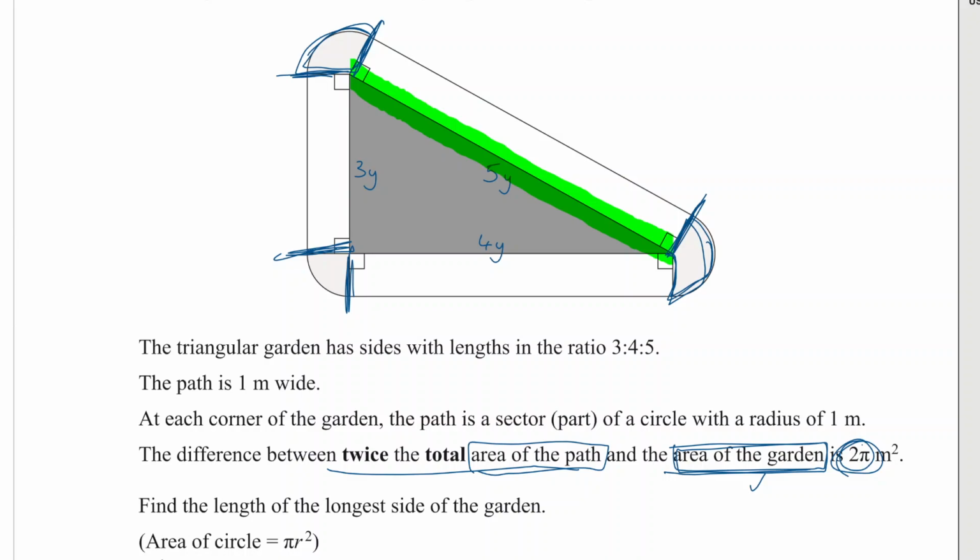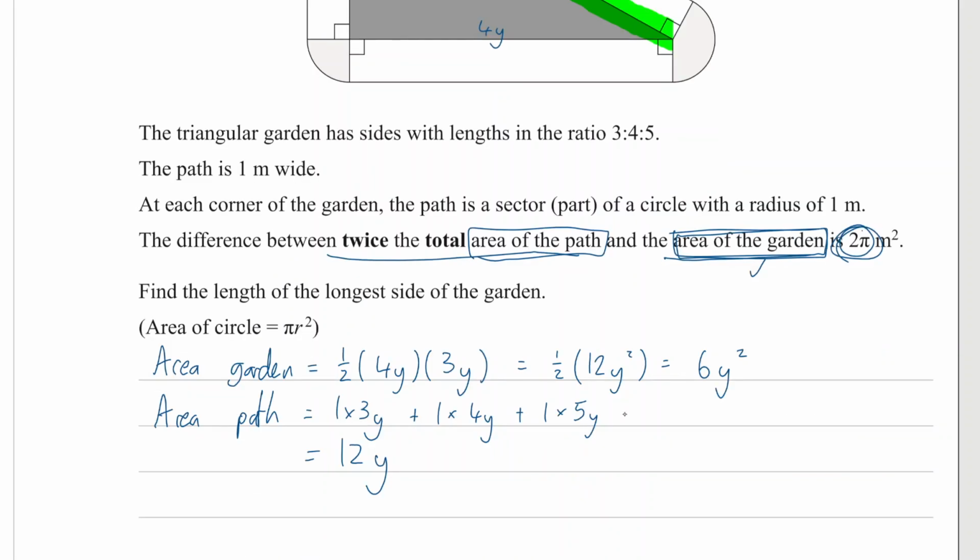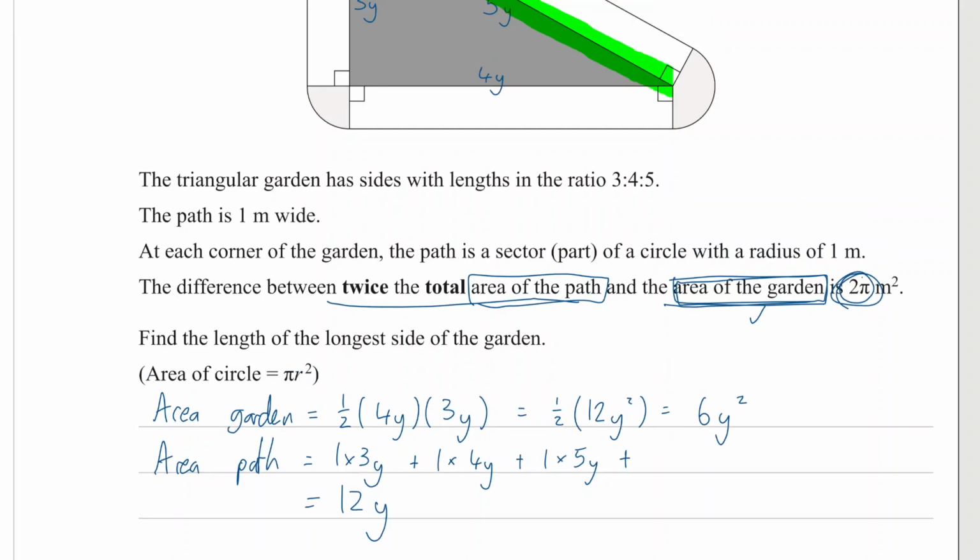You could also do the argument of exterior angles of a triangle add up to 360 degrees. It's just, again, at a point, 360 degrees, so we have one full circle. So to the area of the path, which is 12y, we will add the area of one circle, because these all have the same radius. So pi times the radius squared, where the radius is 1. So that's 12y plus pi for the area of the path.